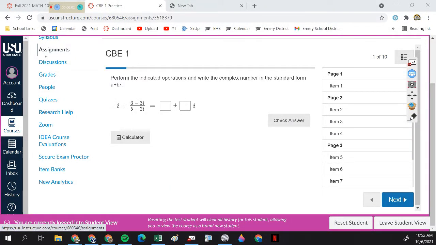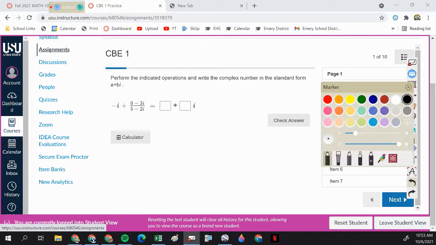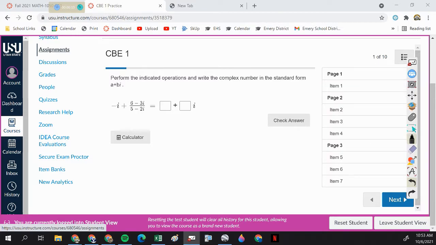Here we are going to do the CBE1 practice test. Again, you can take the test as many times as you want. You have to get at least 9 on all of the tests in order to pass the class. Otherwise, you get a D, even if you have like 85% or 90% in the class. I don't know. It doesn't make any sense to me, but those are the rules.